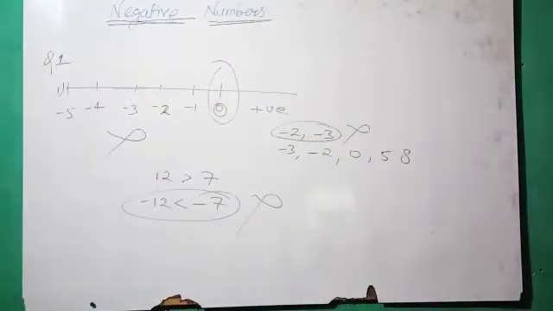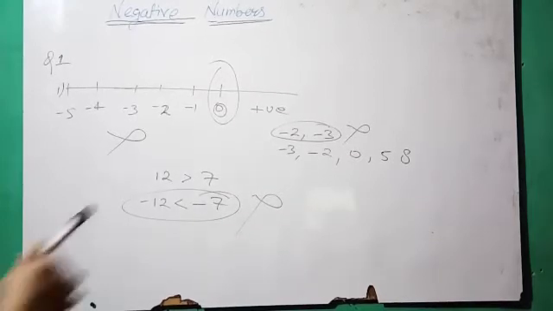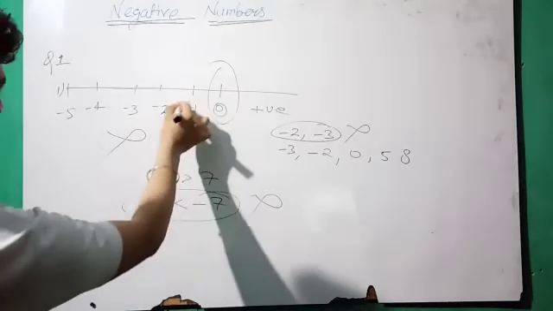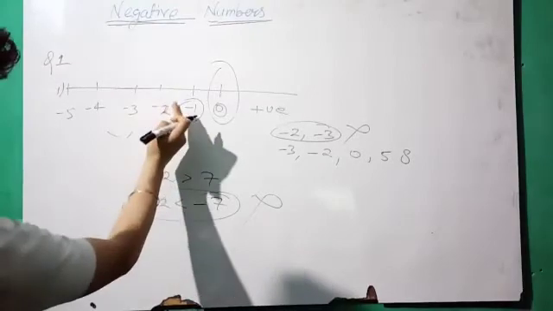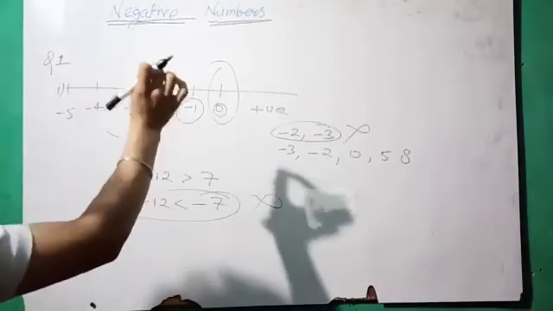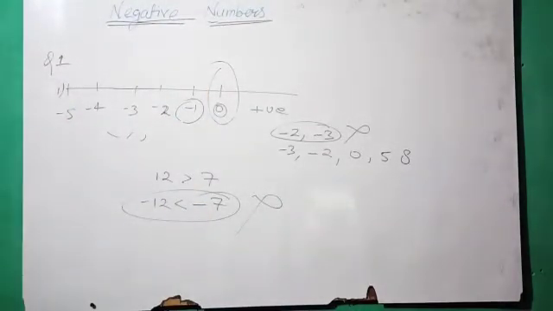Now we have to move to question number 2. The greatest negative integer. Start with this. The greatest negative integer is minus 1, because all the negative integers on the left side of minus 1 are always less than minus 1. So minus 1 is the greatest negative integer.